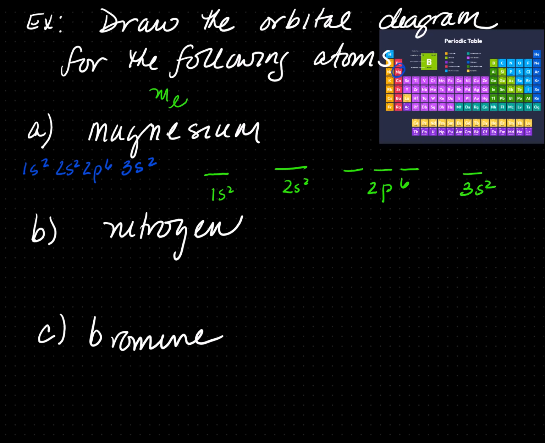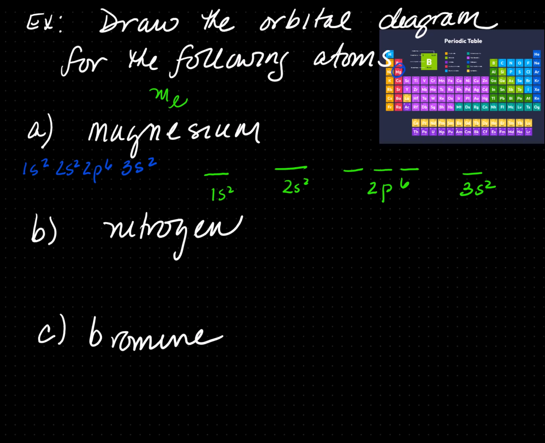So when we fill orbital diagrams, we fill using the 3 principles that we learned in the previous slide. We use the Aufbau principle, meaning that we fill the lowest energy level first. 1s2 is the lowest energy, so we must completely fill 1s2 before we can fill the next lowest energy level. So 1s2 is the lowest.